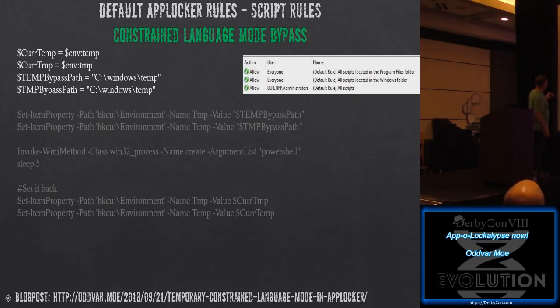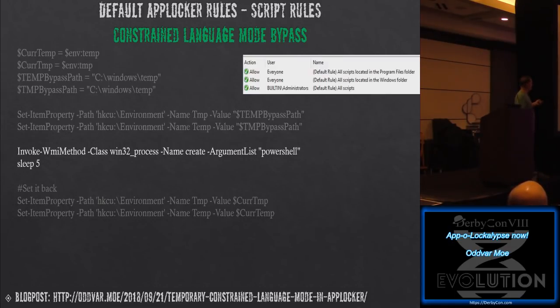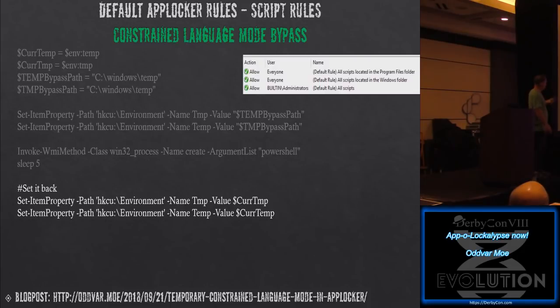So the first thing is just to create two variables, storing the existing temp variables. And then I tell it where the allowed place to execute scripts is. With the default rules, C:\Windows\Temp is allowed, because everything in Windows is allowed to run as scripts. So then I set my current user temp variables to these bypass paths. Then I use something called Invoke-WmiMethod to start another PowerShell session. Because if you start PowerShell by just typing PowerShell, it doesn't read the temp variable for some reason. I tried a lot of different things, but this works. So you use the WMI method, it rereads the temp variables, and you're good to go. And then I just set it back. So when you do that, you will have a full language PowerShell running.